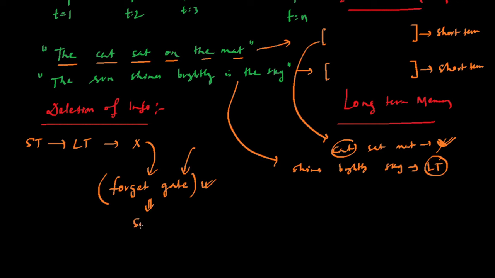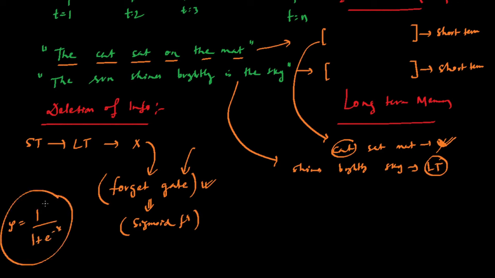They internally use a sigmoid function. Okay. Now, if you know activation functions, you will be able to understand. The sigmoid function is y equals 1 by 1 plus e to the power of minus x, right? It ranges between minus 1 to 1, right? So based on the sigmoid function, the forget gate decides which information to discard and which information to store in the long-term memory. Okay.